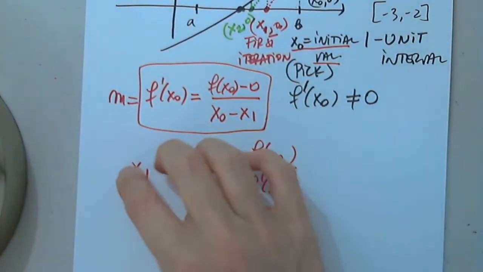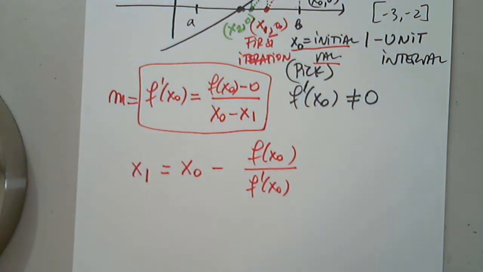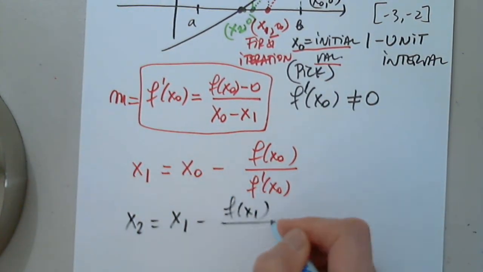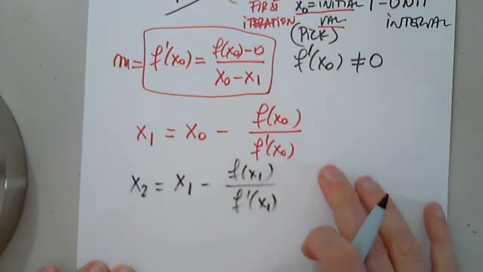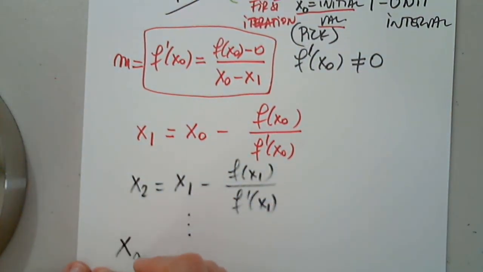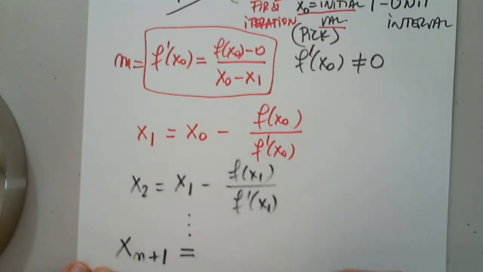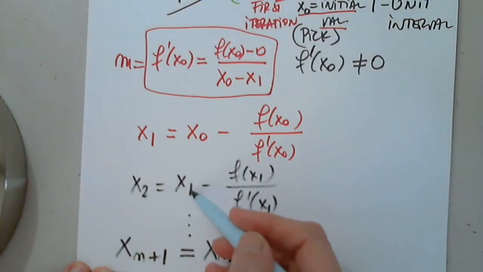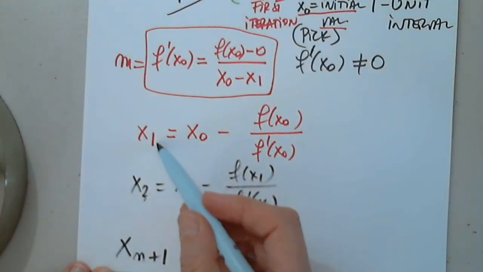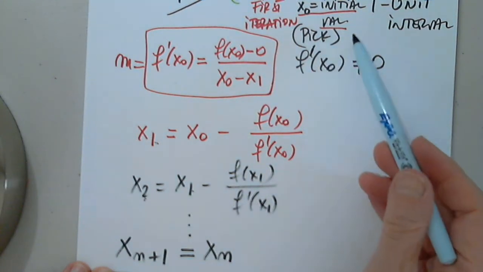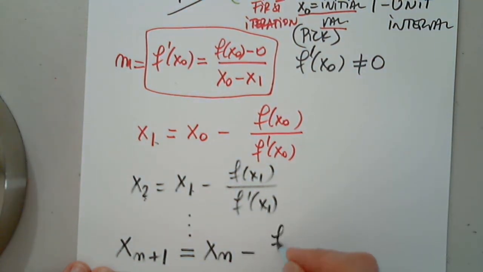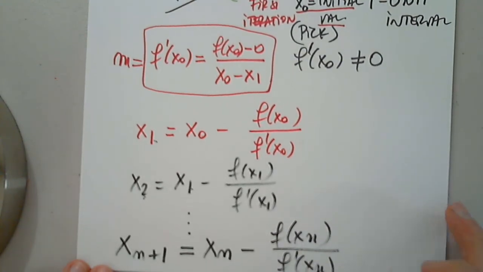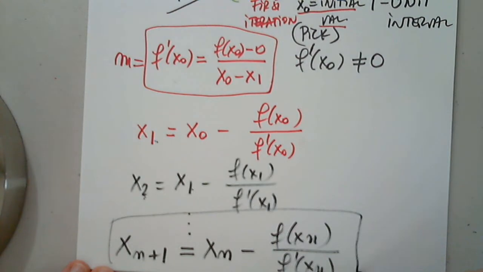And how will I determine x2? Is exactly the same procedure in which I have that x2 is now x1 minus f of x1 over f prime of x1. And I can continue forever. The n plus first iteration will be x sub n, the previous one, of course. X sub 2 is the previous one. X sub 1 is the previous one that I call the initial value, minus f of x sub n over f prime of x sub n. And this is Newton's method.